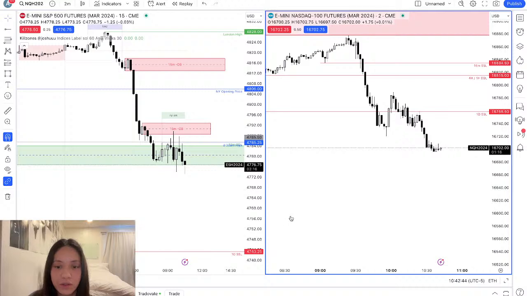John liquidity 4755.75. Oh, nice. So it looks like we just took that then. 10 to 11 a.m. New York time is silver bullet. So 10 to 11. Yes, I'm guessing it's probably this one here down to this low, I guess.